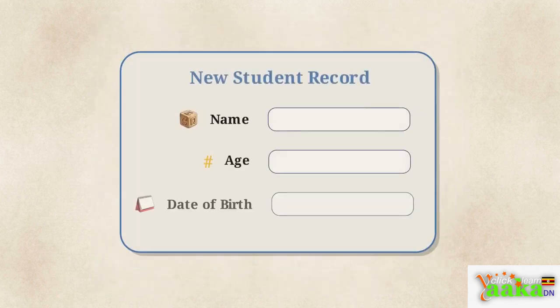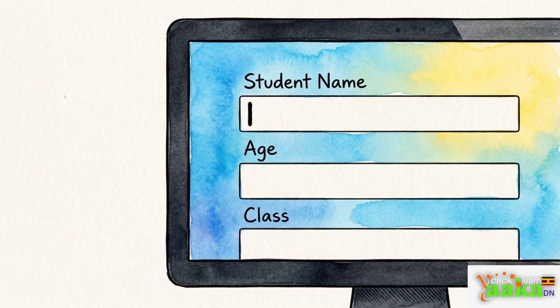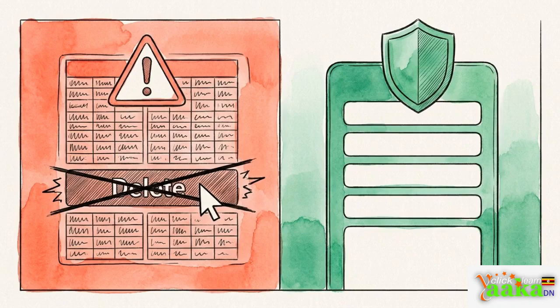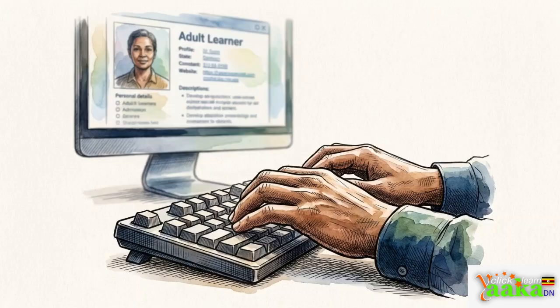To get data into those tables easily, we use forms. A form is a user-friendly screen that makes typing in information feel as simple as filling out a digital questionnaire. This keeps data safe. Instead of clicking around in the raw table risking an accidental deletion, you use the form to enter details one person at a time.